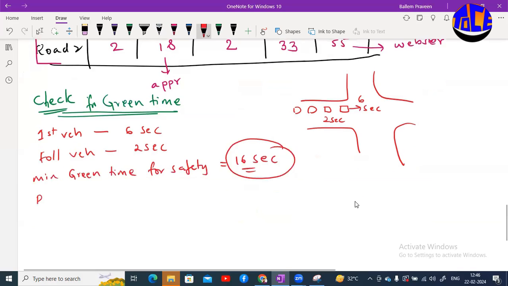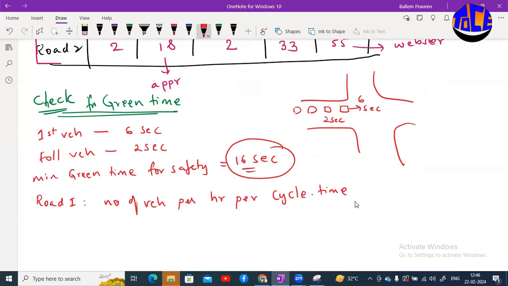So for road 1, firstly we need to know how many vehicles are standing in the queue, right? So the number of vehicles per hour per cycle time is 450 divided by 55. What is 450? 450 is the number of vehicles per lane on the major road. So 450 divided by 55, you'll get a value around 8.18.